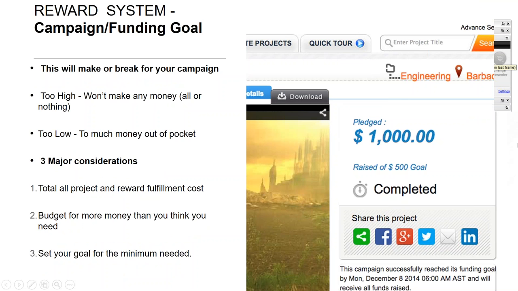When you're setting your campaign goals, you don't want to set them too high or, of course, too low. Some things to consider when setting your funding goals. One, make sure that all the costs are already calculated, in terms of the cost of the rewards as well as the seed capital you need for that idea or business. So your funding goals should bear in mind those 2 variables. You want to budget for a little more than you need because Murphy's Law always comes up.